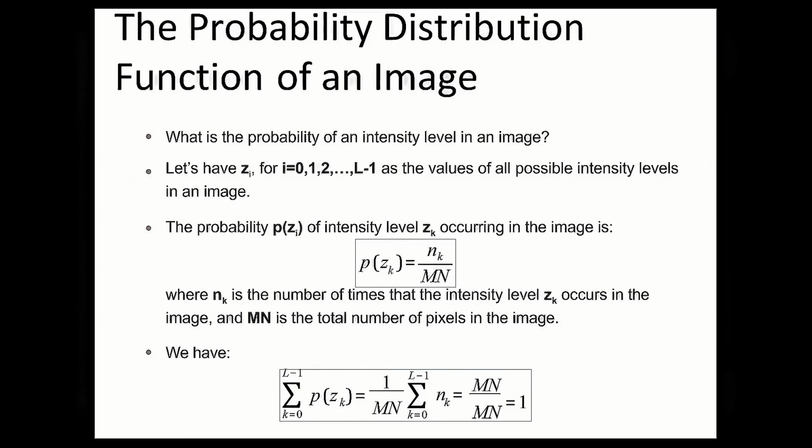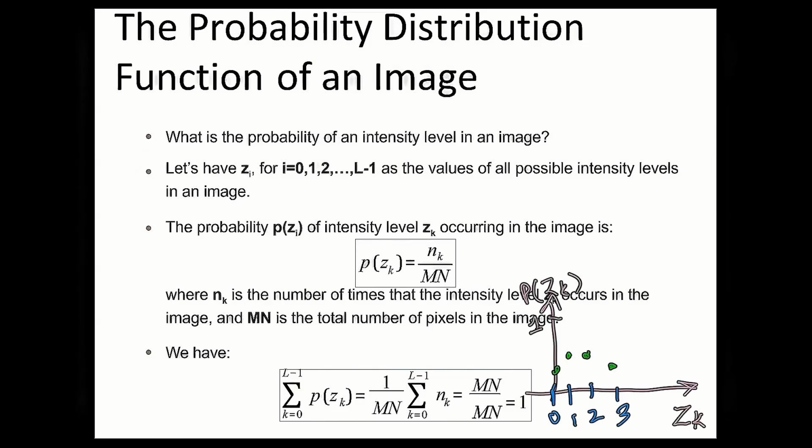You have 4 pixels: 0, 1, 2, and 3. Let's call it ZK. Let's say this has a probability of 0.2, this has a probability of 0.3, then again 0.3, and what will this be? 0.2, to make it 1. So this is nothing but the PDF. In the continuous case it is the PDF, but in the discrete case it is also called the probability mass function.